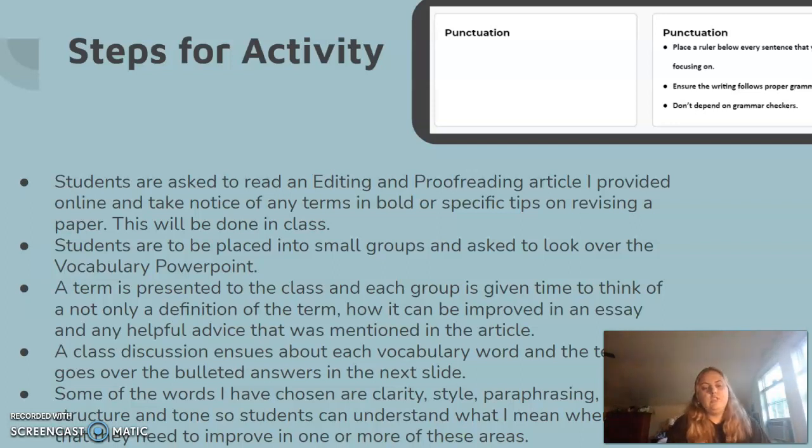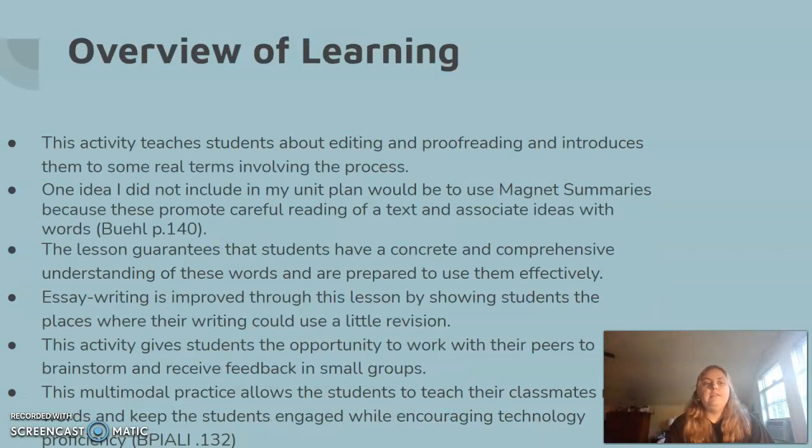Some of the words I've chosen are clarity, style, paraphrasing, structure, and tone, so students can understand what I mean when I say that they need to improve in one or more of these areas. Overall, this activity teaches students about editing, proofreading, and introduces them to real terms involving the process.